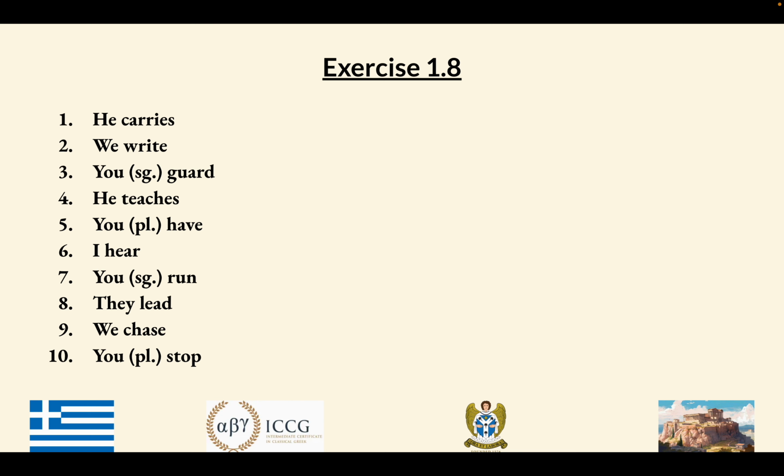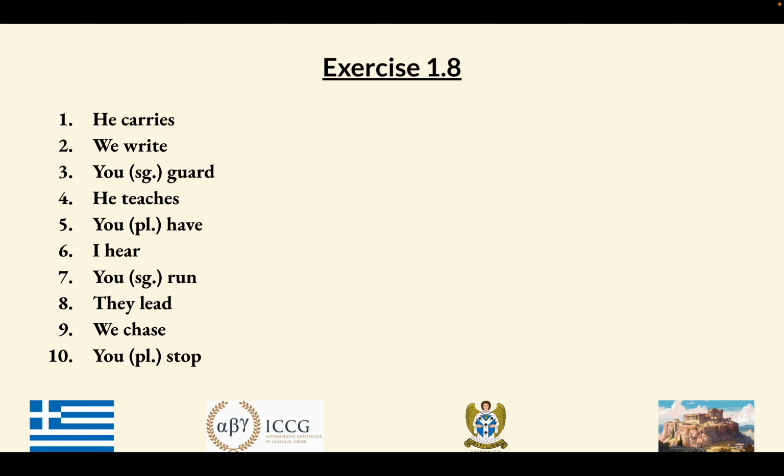So, he carries. So you need to think, okay, the verb is carrying. So the stem is going to be from that verb, to carry. So if you look up carry in the English to Greek dictionary at the back of the book, you will find phero. So chop off the omega and you get the stem, pher. So you can write pher, phi, epsilon, rho. Then you need the ending. And that depends on who's doing the action. Who is doing the action? Well, it's he.